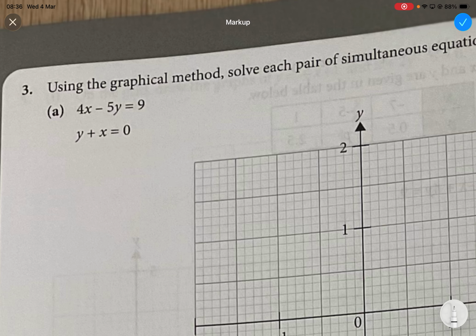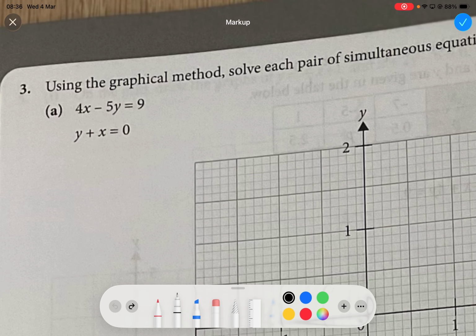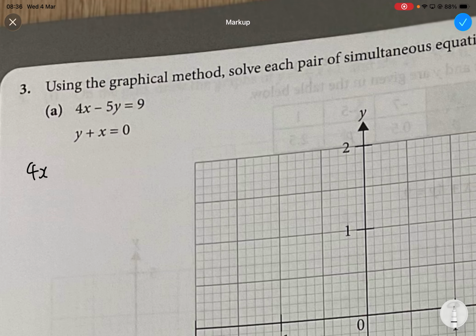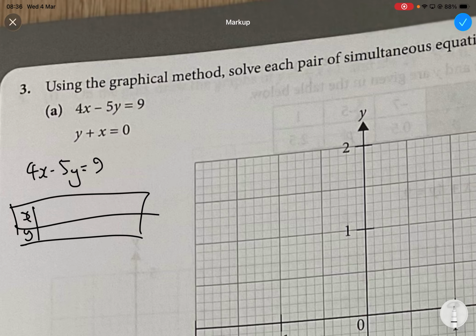Okay? So you should be trying to form a table. If I want the first line, form a table of x and y, choose 3 points first. For me, I will choose 0. Sure, choose 0, 1. 0 makes the numbers easy. 1 is a nice number to use.